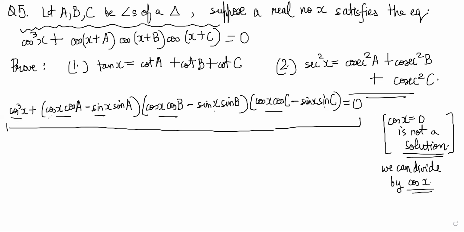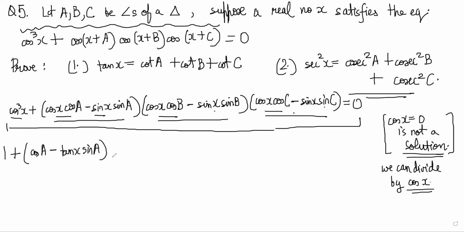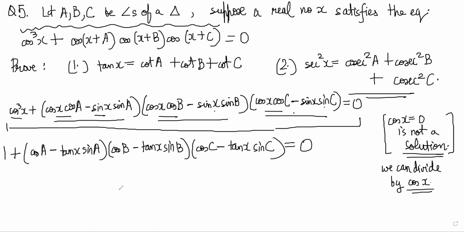And now what I will divide by is not cos x, I will actually divide by cos cube x. So dividing this by cos cube x, I will get 1 plus each of these 3 brackets, which I will divide by a single cos x, because overall I have to divide by cos cube x. So this becomes cos A minus tan x sin A, cos B minus tan x sin B, and cos C minus tan x sin C equal to 0.